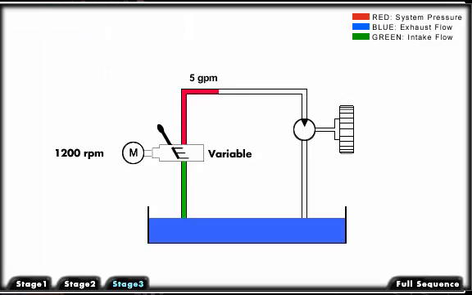If the pump produces 5 gallons per minute flow with 1200 RPMs at maximum displacement, the GPM can be varied by moving the swash plate into the upright position or de-stroking the pump. This will vary flow from 5 to 0 gallons per minute.